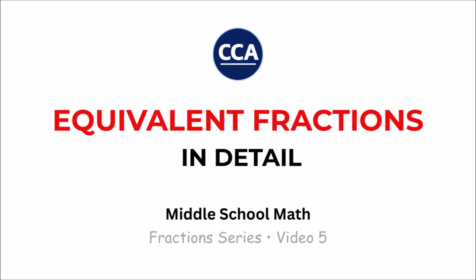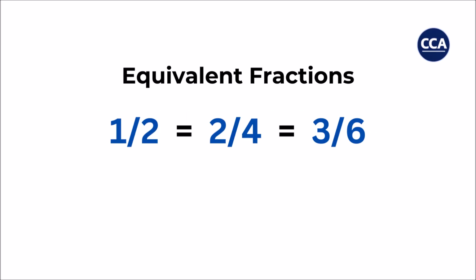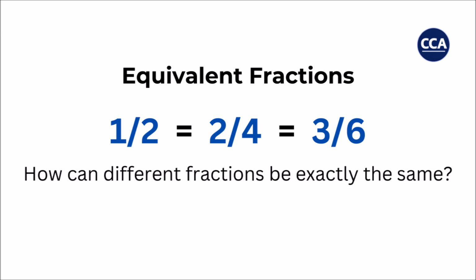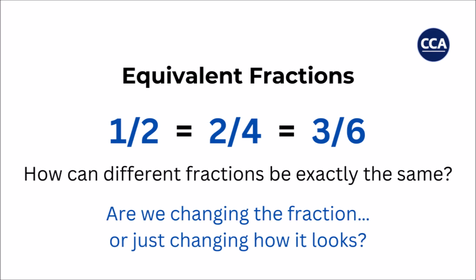In this lesson, we will understand equivalent fractions and how different fractions can represent the same value. This will be a conceptual foundation for upcoming lessons. Look at these fractions. 1 over 2 is equal to 2 over 4, and it's also equal to 3 over 6. How can different fractions be exactly the same? Are we changing the fraction, or just changing how it looks?